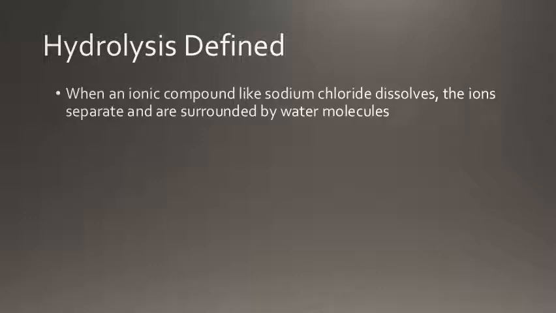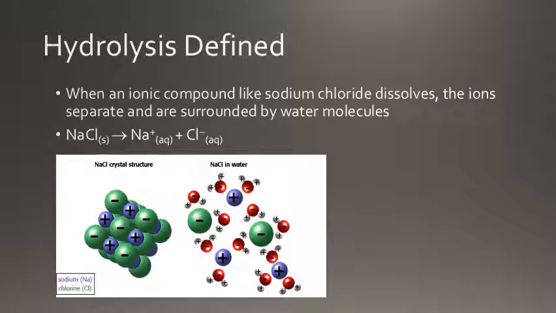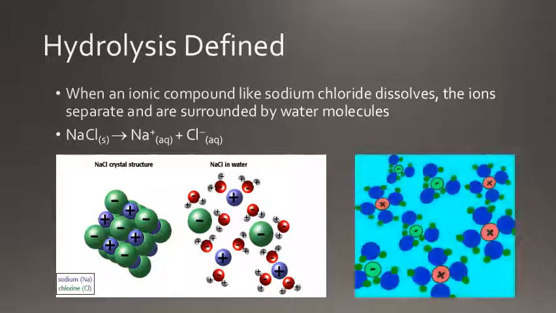So when an ionic compound dissolves, the ions separate and they're surrounded by water molecules. For sodium chloride, this particular reaction is written: solid NaCl goes to aqueous sodium ions and aqueous chloride ions. If we look at this picture, we'll start with the sodium chloride crystals, the ions in an orderly array. When water molecules come in, they break the ions off, and the ions are still in the water, but separated. They're surrounded by water molecules. Here's an animation that shows that.